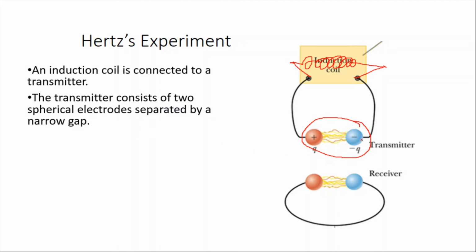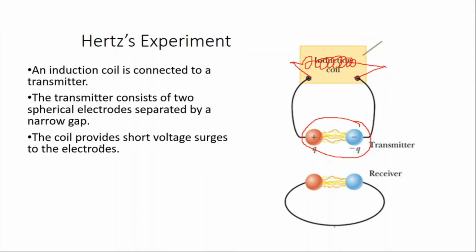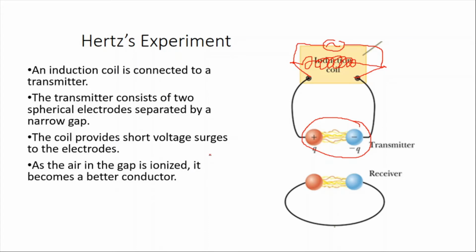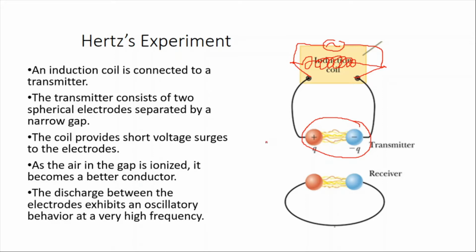There is some distance between them, and there are two spheres here. Then the coil provides short voltage surges to the electrodes. These are connected to some changing alternating current source, and the voltages are delivered to the spheres. So there's a potential difference between these two spheres, and the air is ionized, and there is a jump of electrons from the negative sphere to the positive sphere. As the air is ionized, the electrons are jumping from one sphere to the other. So there is a discharging in this system, and this discharging has an oscillatory behavior.